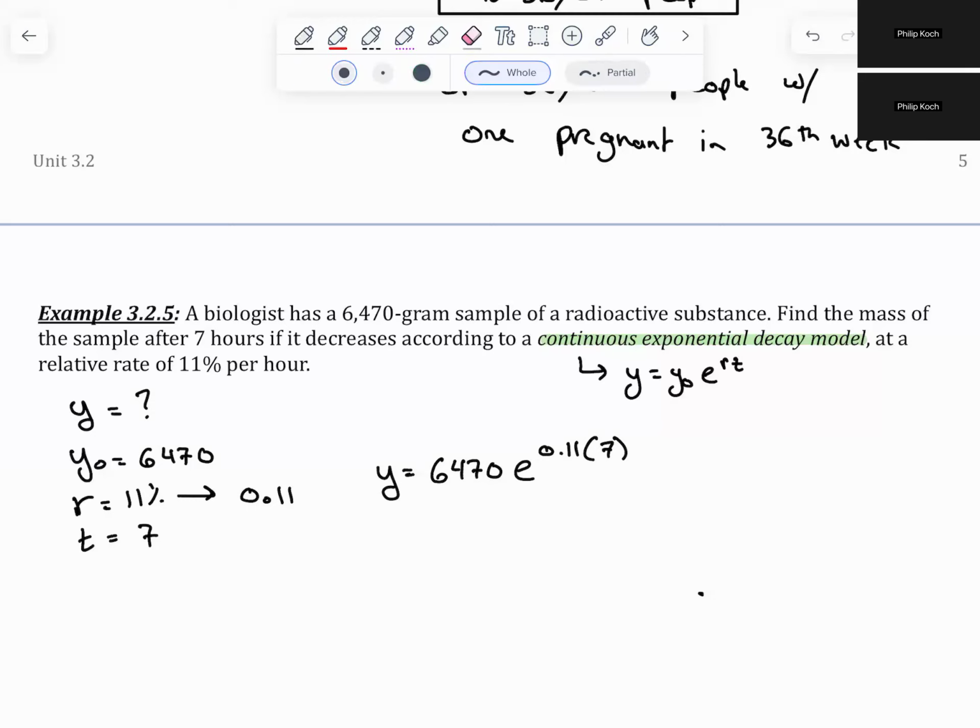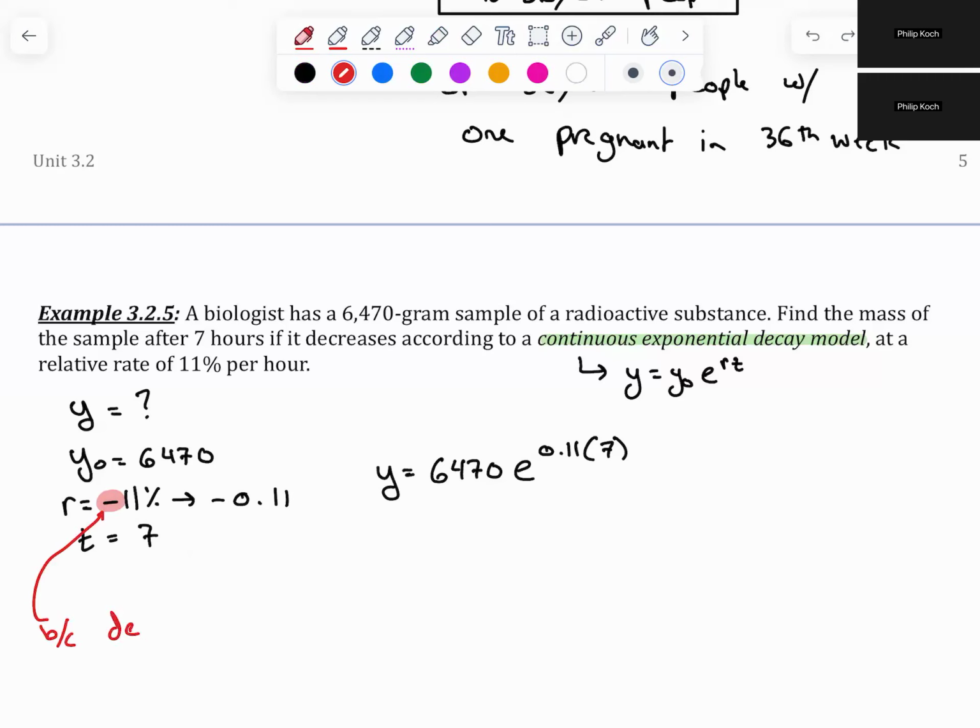R is supposed to be negative. So R equals negative 11%. So it equals negative 0.11. And I'm going to highlight that negative and say because it's a decay model. So the only thing that needs to change is there needs to be a minus sign there. So it should be y equals 6,470 e raised to the negative 0.11 times 7.